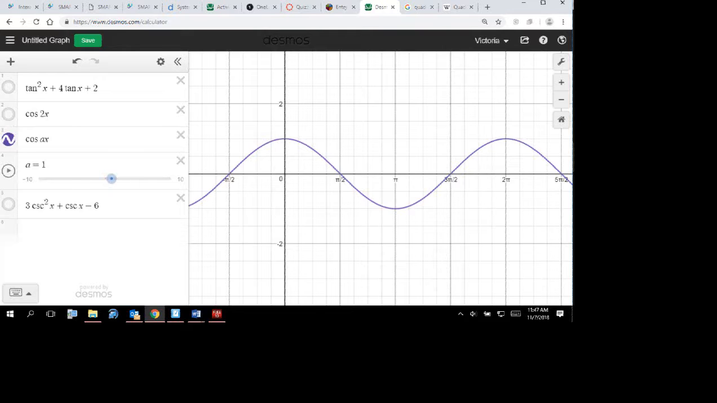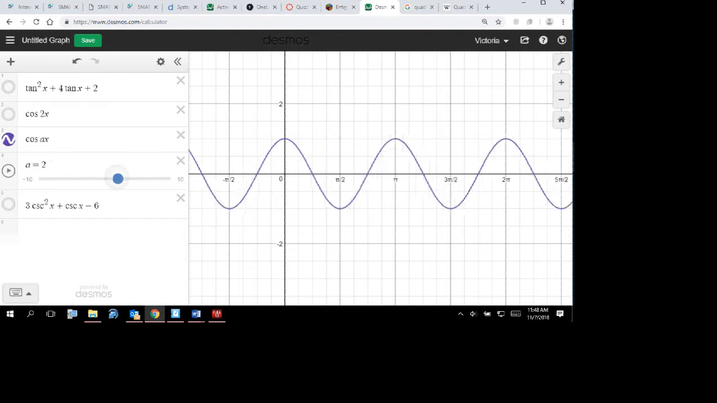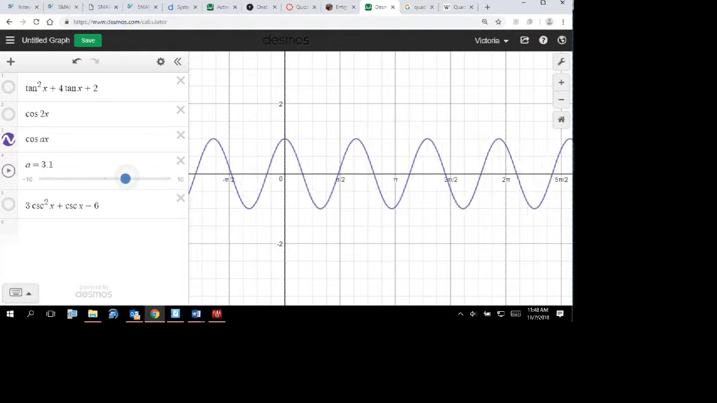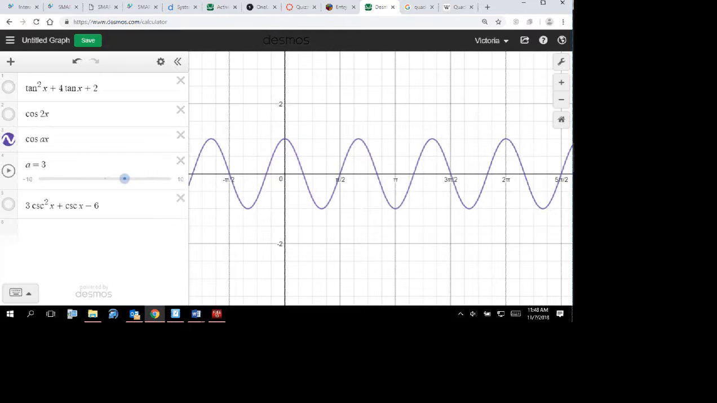If I shrink it, the period is getting smaller, and actually more cycles fit between 0 and 2 pi. So if I make this A equals 2, how many full cycles are there from 0 to 2 pi? There's 2 full cycles. Or if I make A equals 3, there's 3. Let's see if you're right. If A equals 3, here's my first cycle. Here's my second cycle, and there's my third cycle from 0 to 2 pi. As we shrink it down, that's how many more cycles are in there.